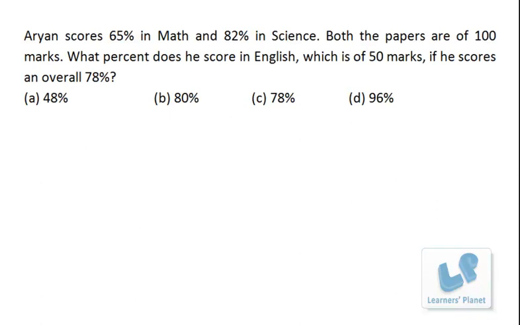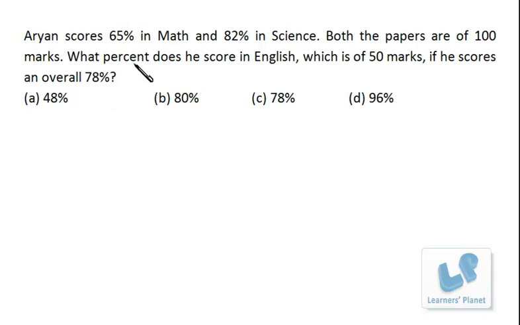Now let's discuss this problem, a problem based on the concept of averages. Aryan scores 65% in math and 82% in science. Both the papers are of 100 marks. What percent does he score in English, which is of 50 marks, if he scores an overall 78%? Friends, the problem is quite simple. You can do it without even paperwork. We will be using the deviation method over here to solve this problem.